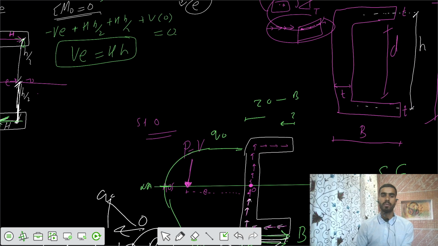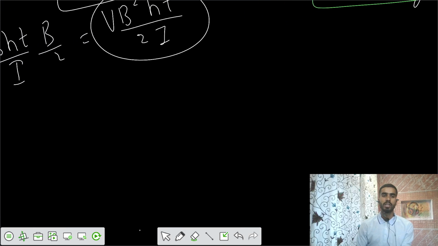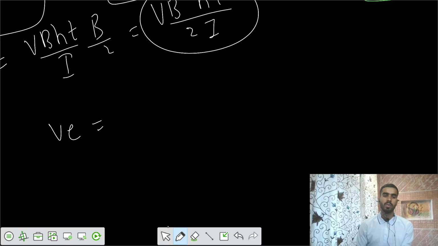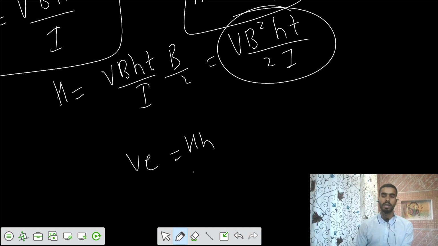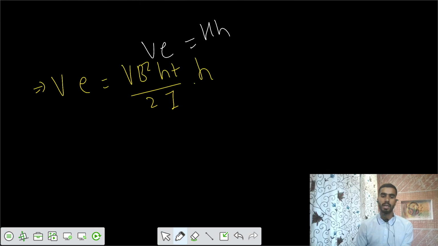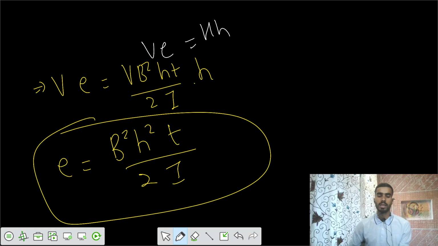if you substitute that ve equals to hh, in that equation you substitute the value of h. So we can write now v into e equals h, vb square ht by 2I into value of h. So we got that eccentricity of the shear center from the point O equals b square h square t by 2I. So this is the eccentricity of that shear center from the location of O. That's b square h square t by 2I.